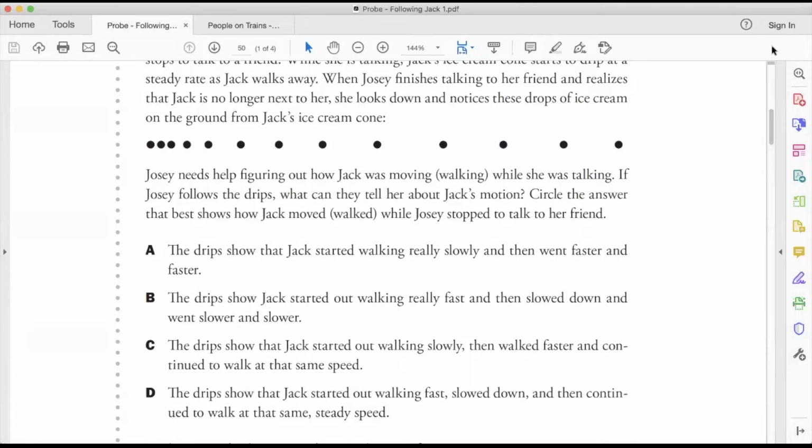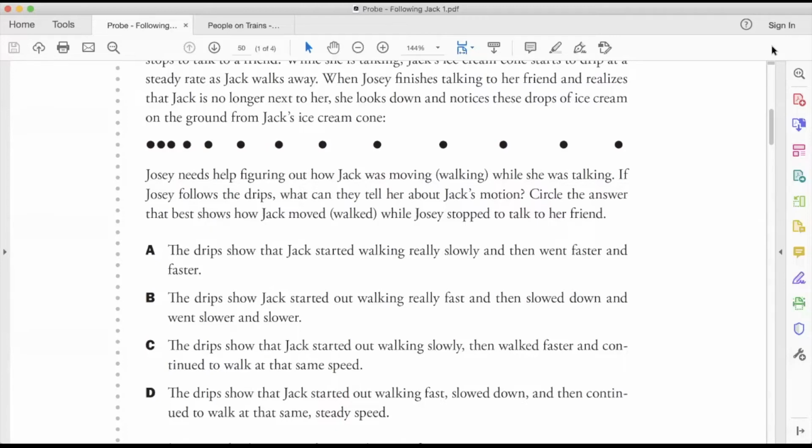If we look at B, the drips show Jack started out walking really fast and then slowed down. Well, if he started really fast, they'd be spread out, because let's say they dropped every second. If he's moving fast, they'd be spread further out. So B doesn't really work because they're close together. He must have been moving slow for them to be close together.